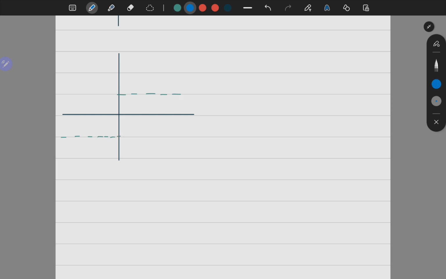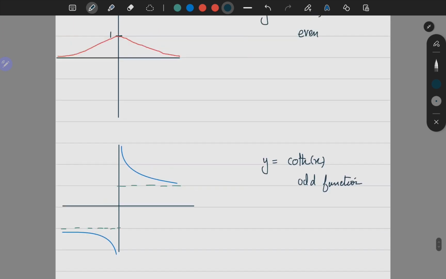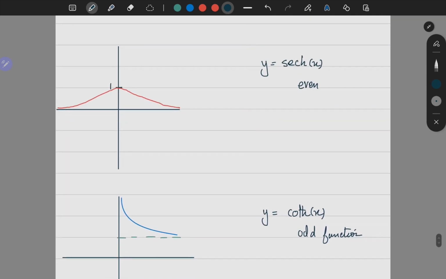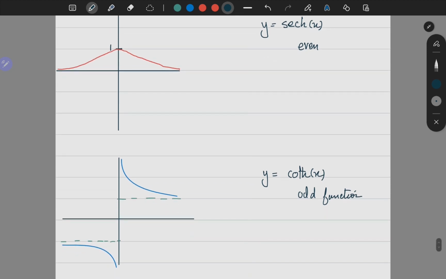Right, so this is going to be coth. Coth just looks like this, and this is an odd function. Okay, so now that we've gone over all this, you should just know how these look. All your knowledge from AS Maths about transformations applies here. You should be able to do all of this.